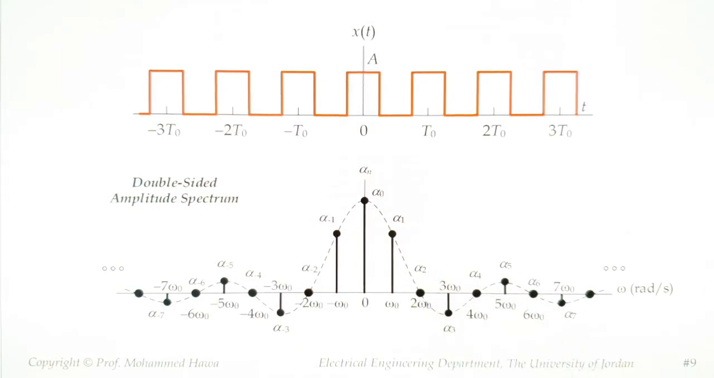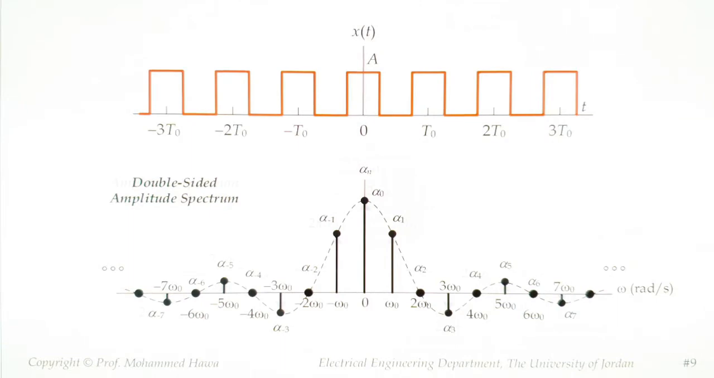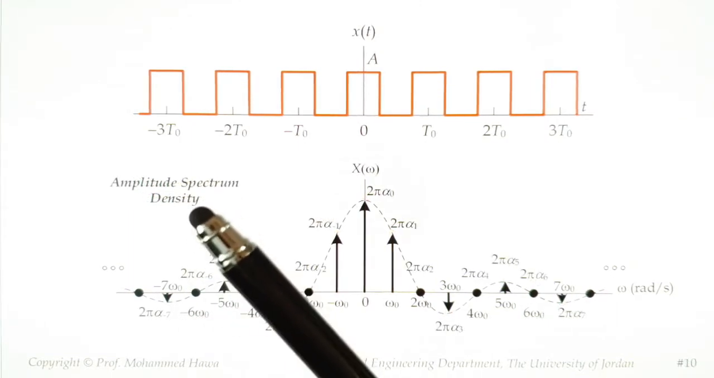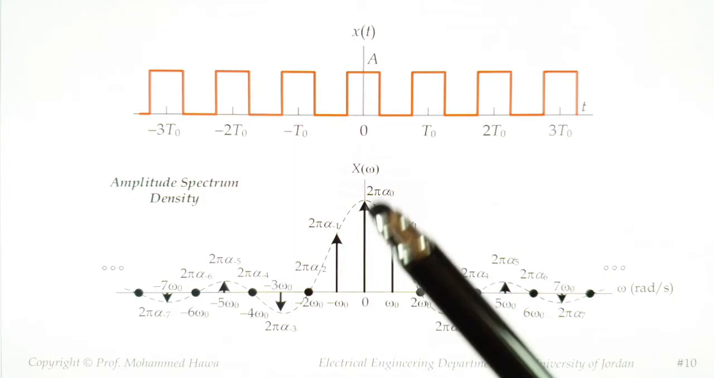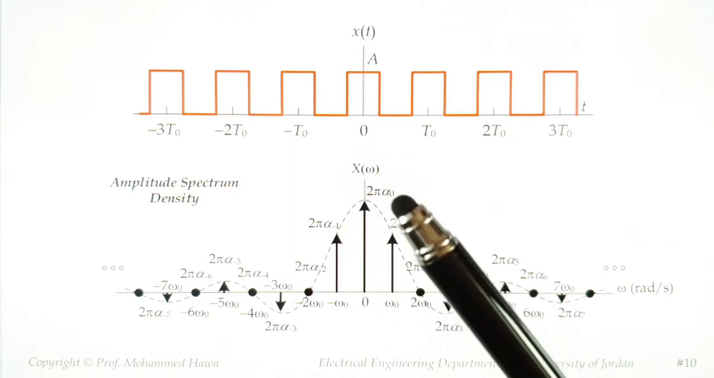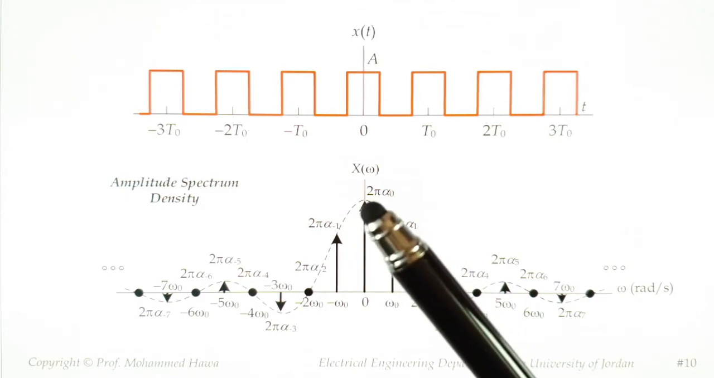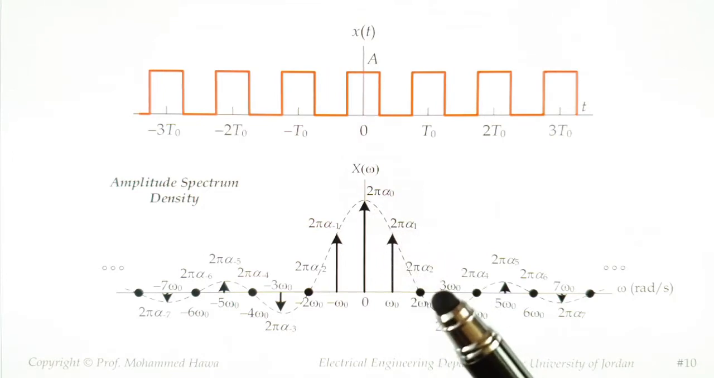If, on the other hand, you now evaluate the Fourier transform of this x of t using the integral I've shown you, here is what you're going to get. You're going to get this amplitude spectrum density X of omega, which looks very much like the Fourier series. However, notice that instead of each line, I have an impulse at that location, and the values are not alpha naught, alpha 1, alpha 2, rather they're multiplied by 2 pi. So you're going to get 2 pi alpha naught, 2 pi alpha 1, 2 pi alpha 2, 2 pi alpha 3, and so on. Otherwise, both answers look very similar.